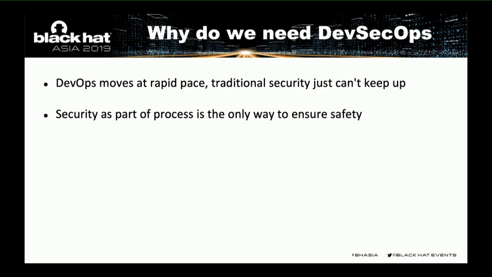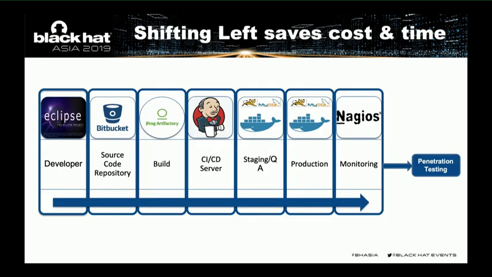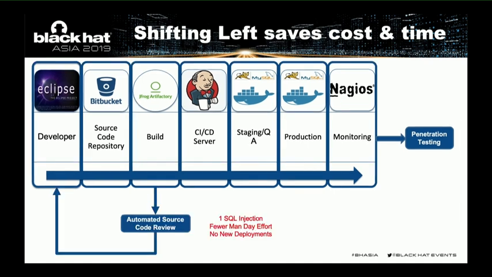You need to get to a point where security is an integral part of the process. You're not treating security as an end point, but rather you have it in the process. So if I put it in a diagrammatical view, this is the conventional DevOps. You have the whole process, and at the end of it, you do pen testing. What if you change this process with at least one new change? You add an automated source code review tool.